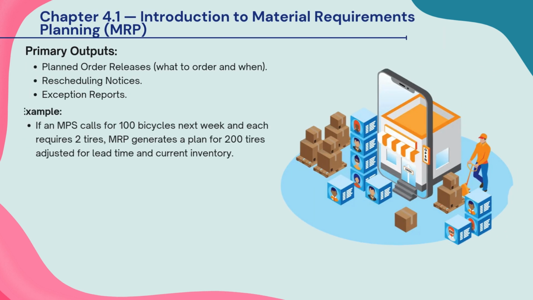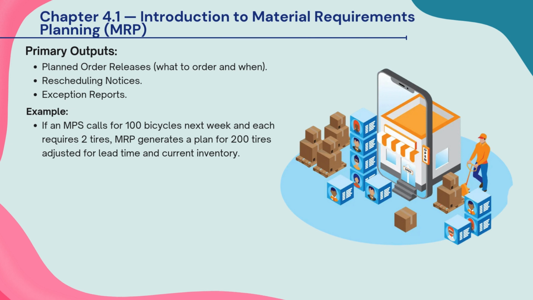This slide highlights the main outputs of an MRP system. It tells us what orders to release, when to reschedule items, and flags exceptions when something needs attention. The example shows how MRP converts an MPS requirement like 100 bicycles needing 200 tires into an exact material plan based on lead time and current inventory.